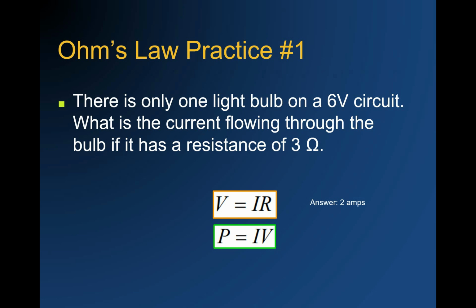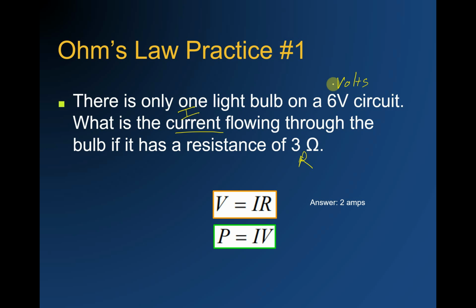All right, I got 2 amps. Is that what you got? Well, let's see how we would solve it. Let's label our values. Clearly, this is volts. 3 omega, you remember that's an ohm, that's resistance. Let me just put an R there. And they're looking for current. What symbol is that? Well, that's I, right?